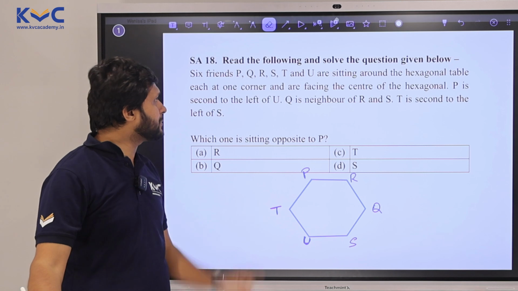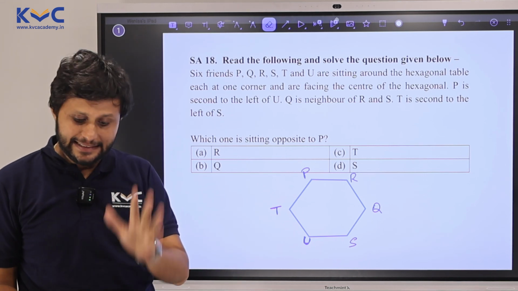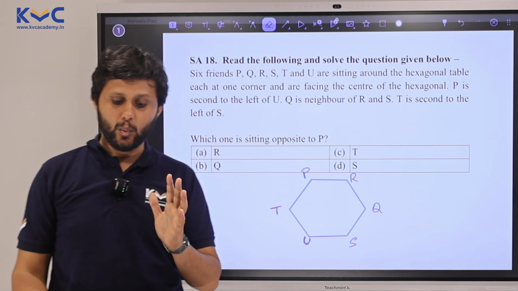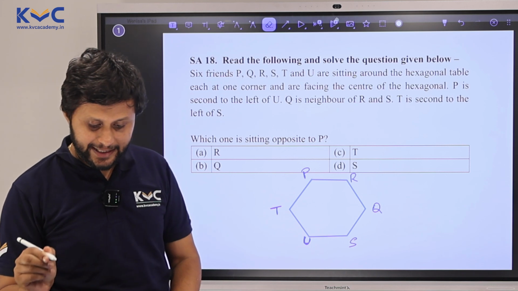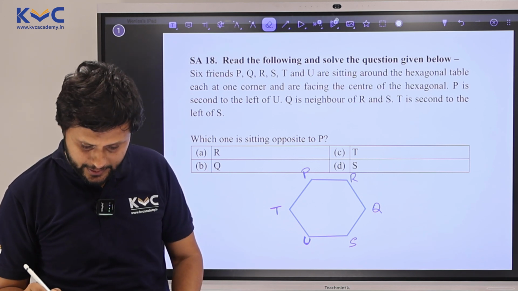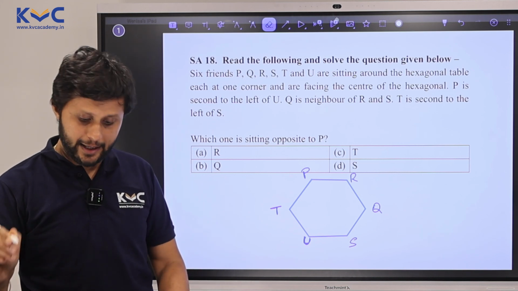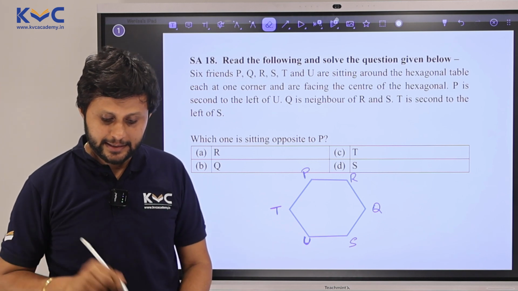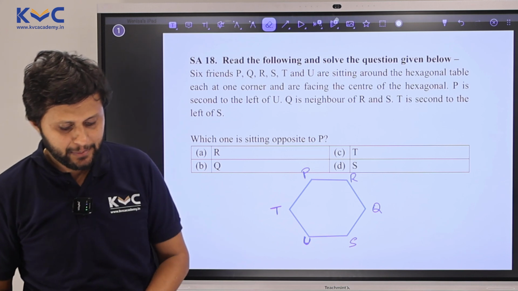It says 6 friends P, Q, R, S, T and U sitting in a hexagon table, each at one corner and facing the center of the hexagon. P is second to the left of U, matching. Q is neighbor of R and S, matching. T is second to the left of S, matching. Everything is matching, so the seating arrangement is complete.